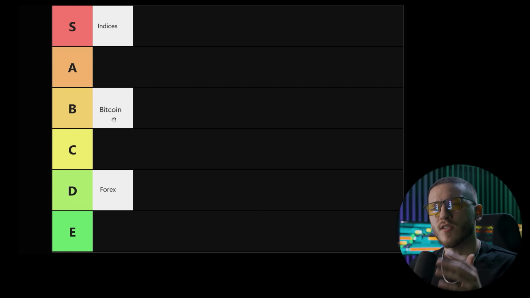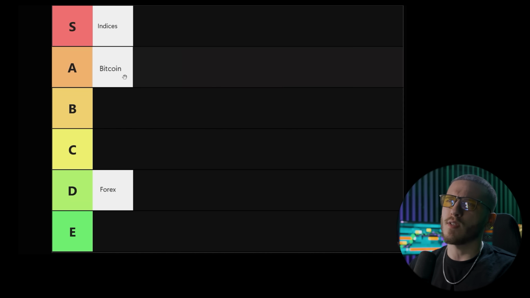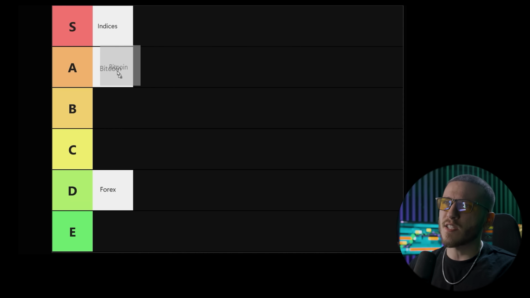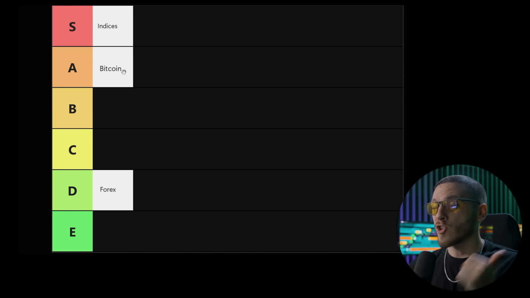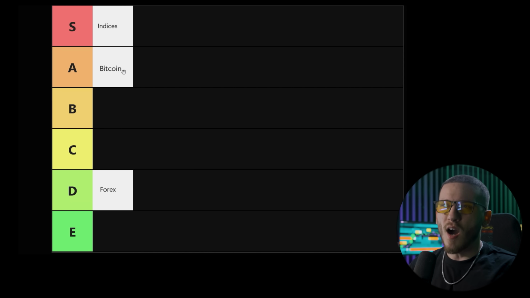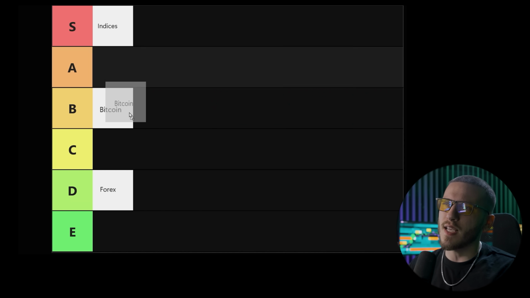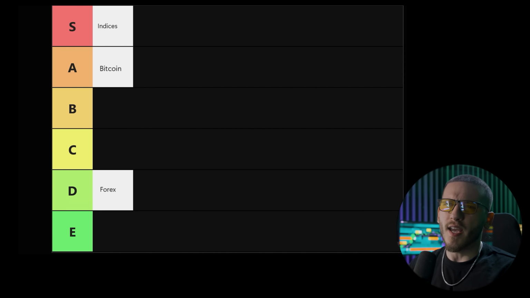But if I have to be fully honest about Bitcoin itself, it's absolutely A tier. The only reason why it's not S tier is because there's low liquidity. It's super volatile, so it can be hard to trade. So that also could bring it down to a B tier. If there was something in between, I would put it between B and A tier. But I'm gonna stick with A.